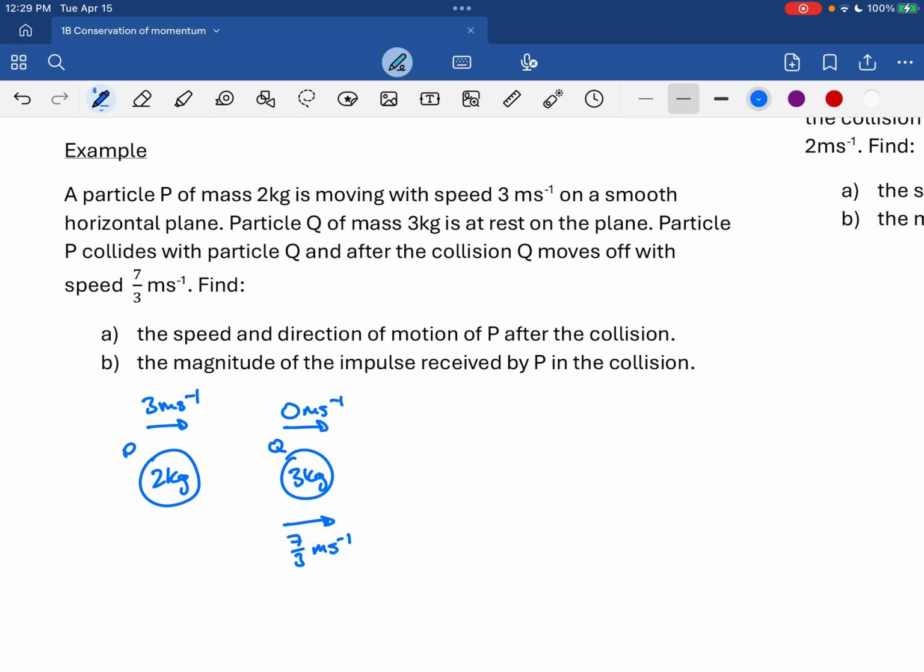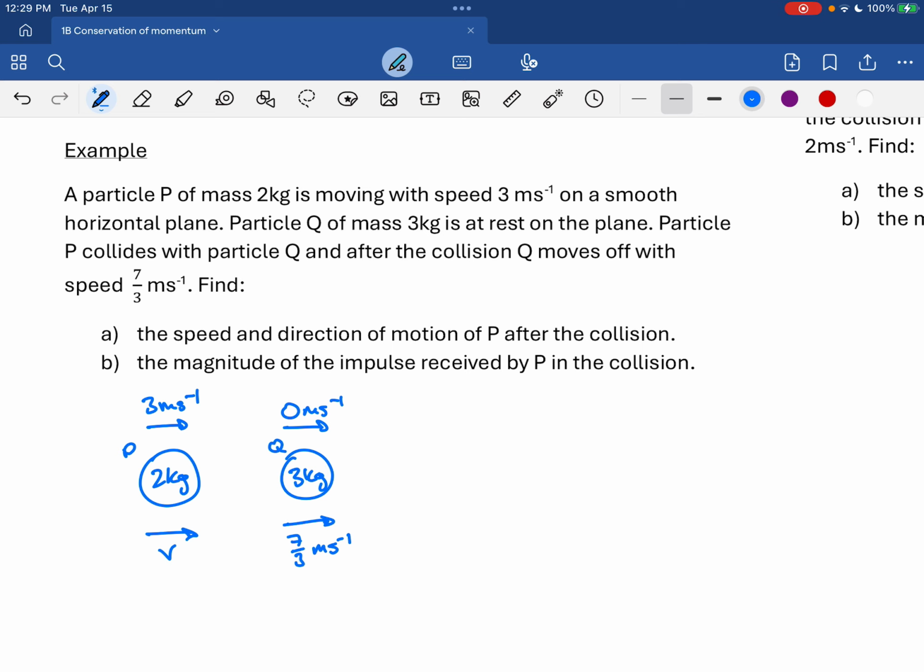We don't know what P does afterwards. It could continue after striking it. Alternatively, it could come back after striking Q. And you just make a guess really. So I'm going to guess that it's going to just continue moving to the right towards Q in this case. I'm going to call that V. And the maths will help figure out whether we've chosen the right direction for that velocity V or whether we've chosen the wrong direction.